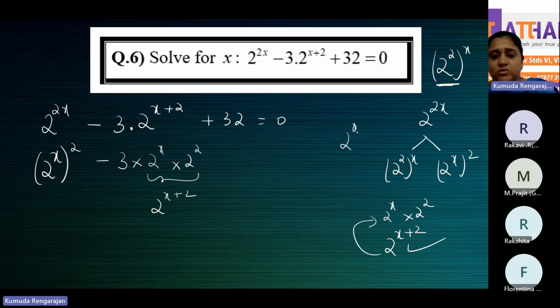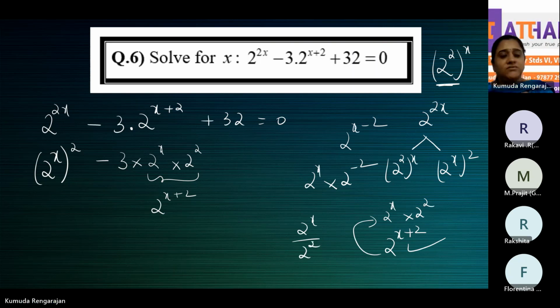If it was 2 to the power x minus 2, then you must say 2 to the power x into 2 to the power minus 2. Whatever the sign, plus or minus, write it with the 2. Or if you want, you can write it as 2 to the power x divided by 2 to the power 2 also. Because when bases are same and it's division, we subtract the powers. So 2 to the power x minus 2 is 2 to the power x divided by 2 to the power 2. Division, so we subtract the powers, x minus 2. So we are writing the earliest step.